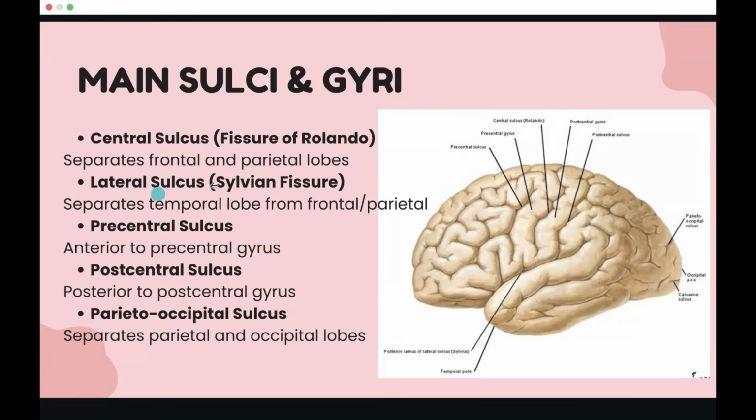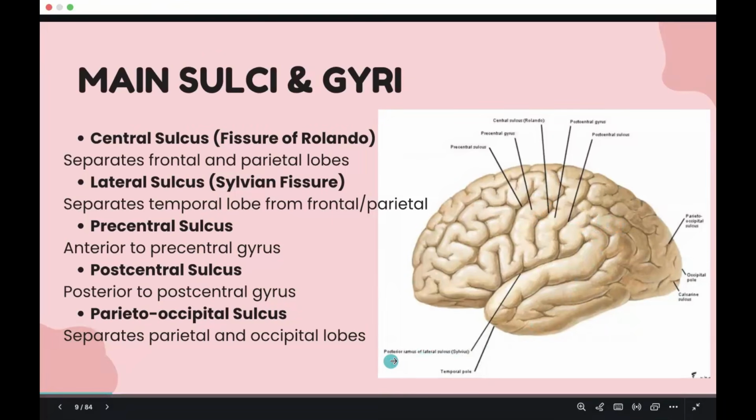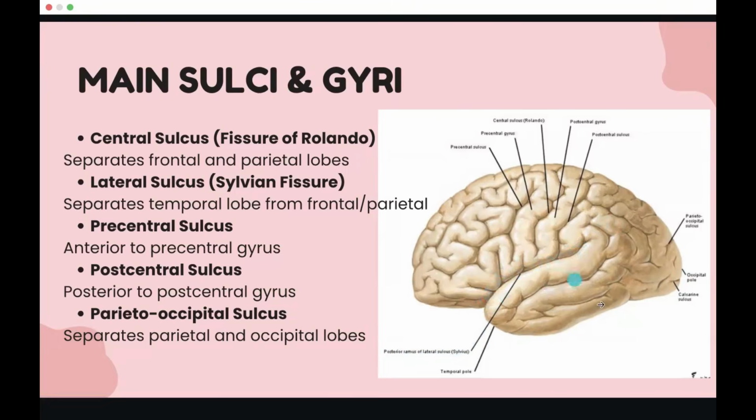The lateral sulcus, or the Sylvian fissure, separates the temporal lobe from the frontal and the parietal lobes. It's depicted here. This is the posterior ramus of the lateral sulcus, or sulcus of Sylvius. This whole fissure separates the temporal lobe over here from the parietal and the frontal over here.